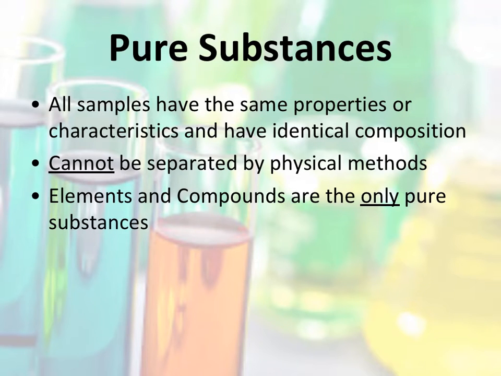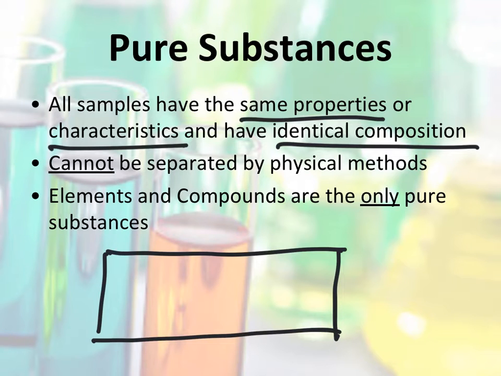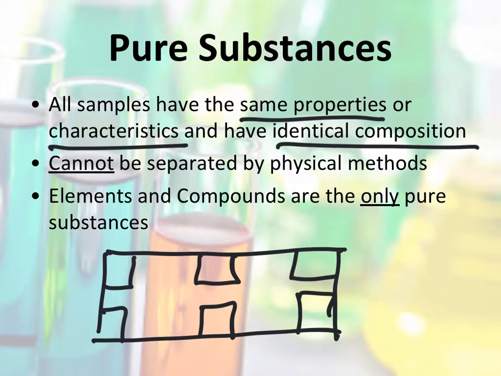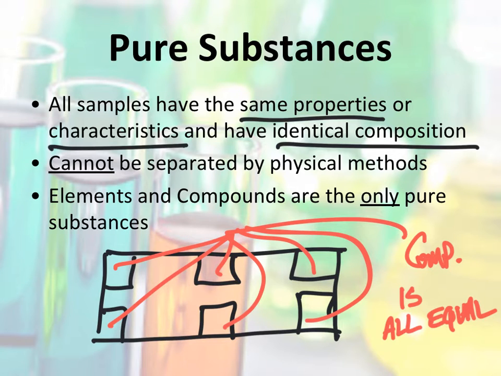Okay, so a pure substance, pure material, has the same properties, characteristics, and identical composition throughout the sample. So if I was to take my sample, here's my piece of sample, and I'm going to take a little cut here, a little cut here, and here, and I was going to say the composition from each of those is all equal. So the composition is all equal throughout the sample, no matter where I take my cut.